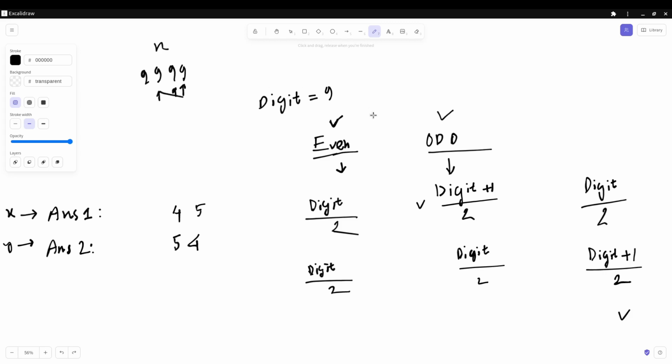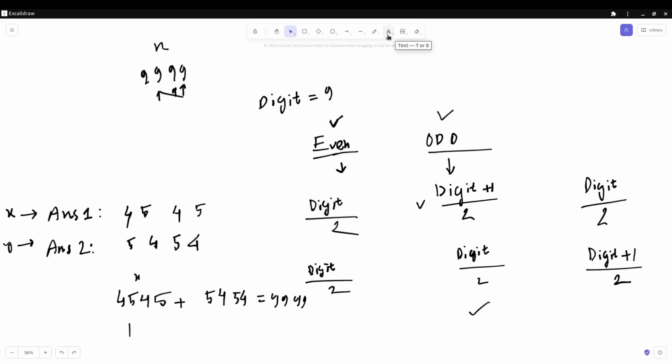Again we extract the digit 9, and we go to the odd formula, and this time we use the first formula. It gives x as 4 and y as 5, and similarly the last one gives 4 and 5. So x is 4545 and y is 5454, and the sum of these two is 9999. Okay, so the sum of digits of x is 18.